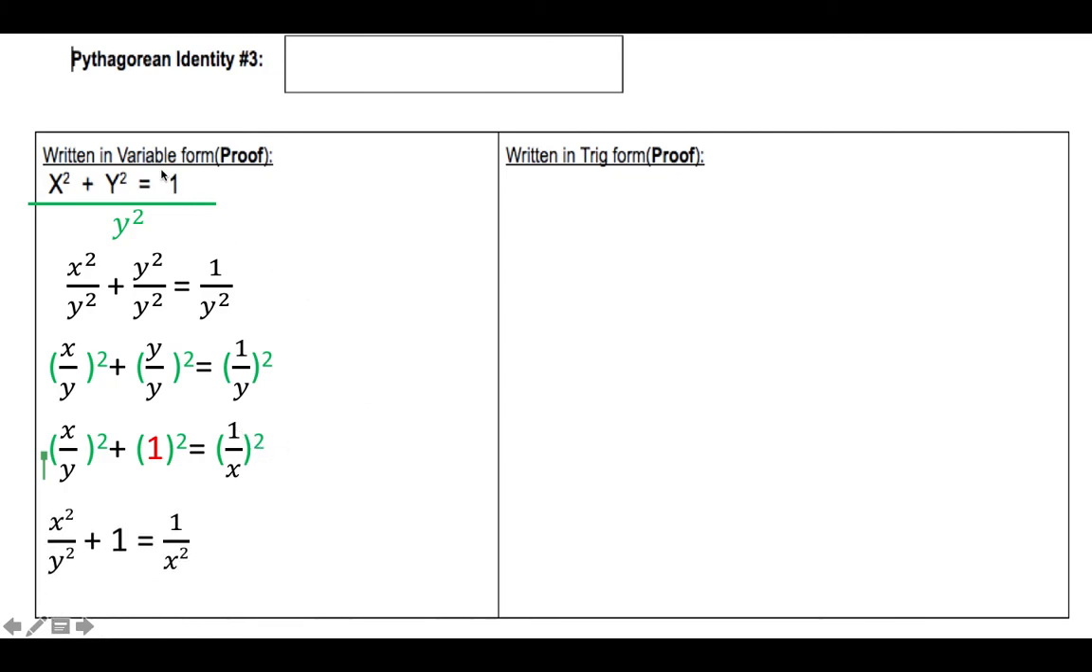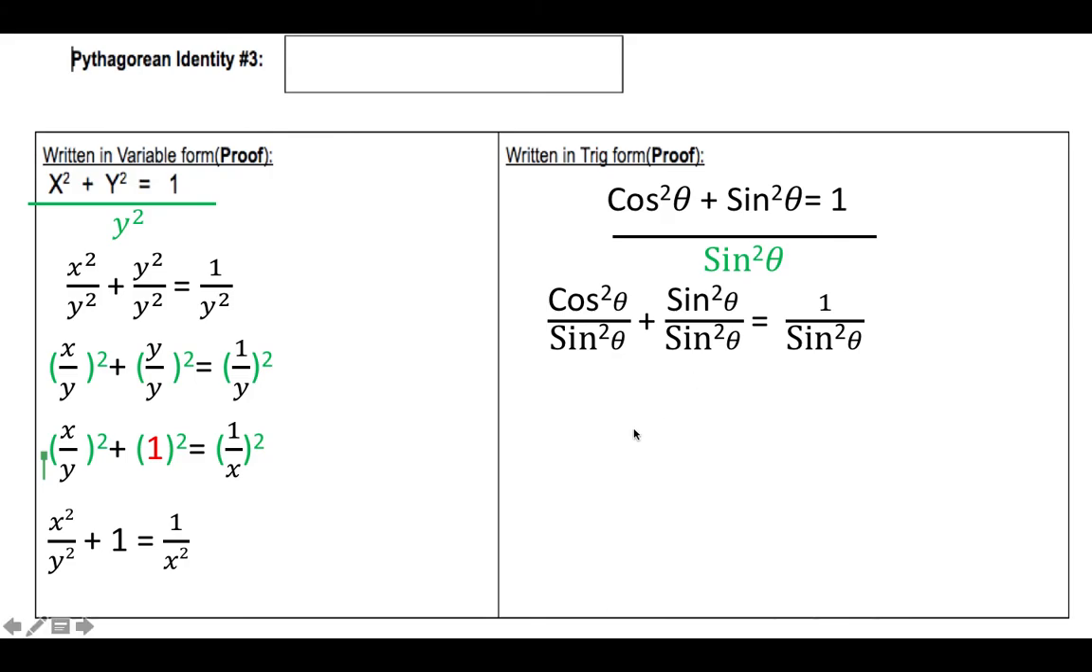Alright, as you can see, I started off with my original identity right here, and I created a new identity. It looks very different from the last one. So, following the same steps, I'm going to recreate the third Pythagorean identity, but again, using trigonometric functions instead of x and y. So again, let's start off with our original cosine squared plus sine squared equals 1. Instead of dividing by y squared, we're going to be dividing by sine squared because sine is equal to y. Now, the sine squared is going to be divided to every single component in my equation because that is how we break up this fraction.